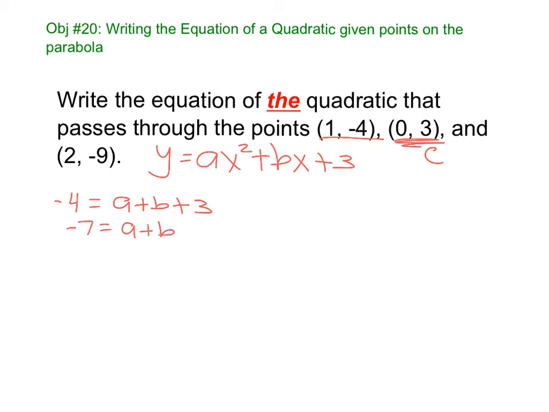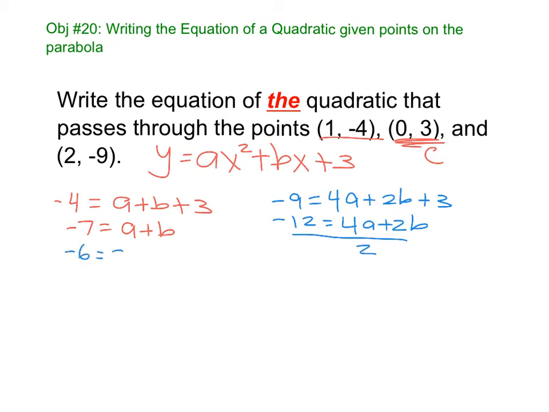And then I'm going to plug in 2, negative 9, so negative 9 equals 2 squared is 4a plus 2b plus 3. Negative 12 equals 4a plus 2b. I'm going to solve this system. You can do substitution. I'm going to do elimination. I think it's easier because if I divide by 2, I get negative 6 equals 2a plus b. And then I'm going to subtract. So I'm going to change the sign at the top, actually. I'm going to make that plus minus minus, and now the b's go away, and we're left with 1 equals a.